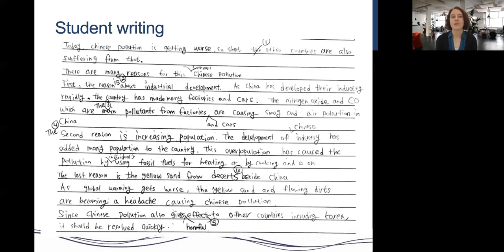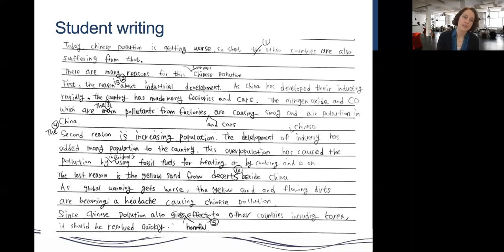This is an example of a piece of student writing. And we can see that the student is beginning to master the basics of the academic genre of English writing. We've got a topic sentence here. They introduce the first reason and offer some support.